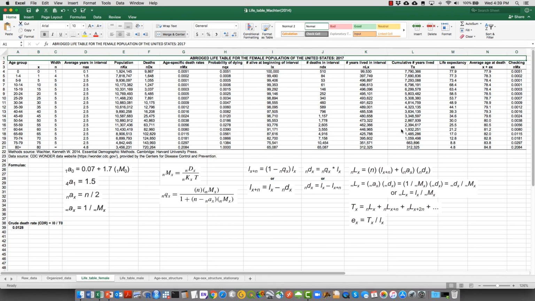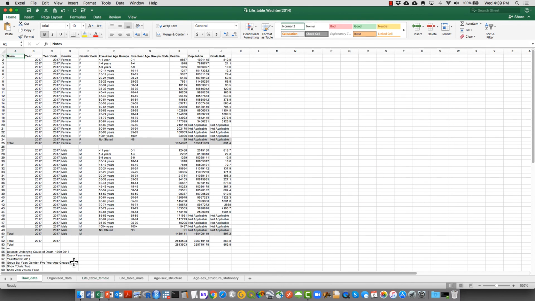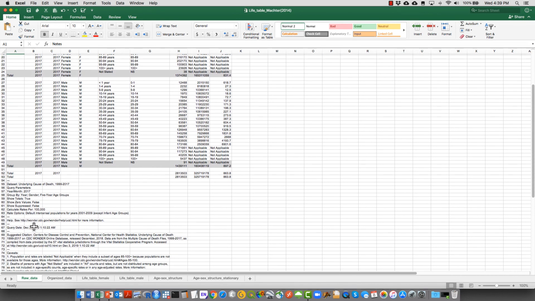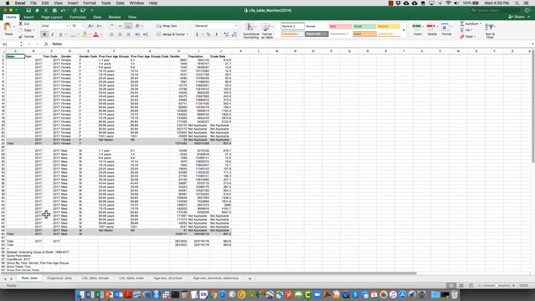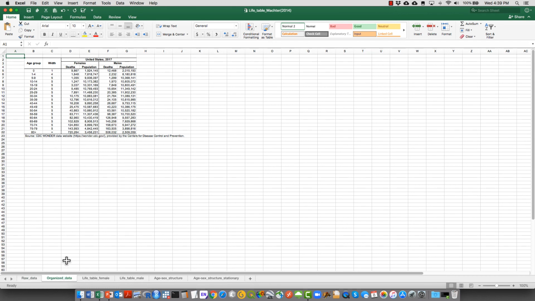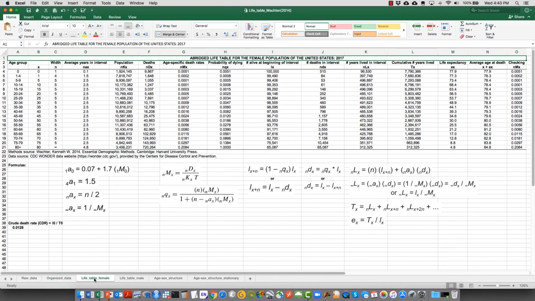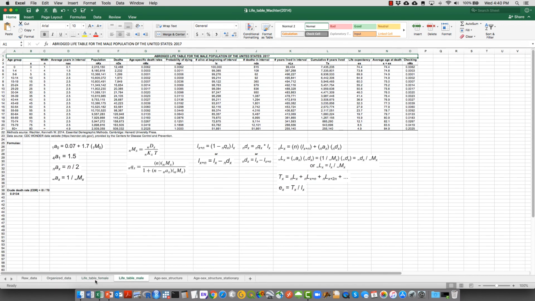table in Excel. This Excel spreadsheet is available on the course website, and here I got some raw data about number of deaths and population for each one of these age groups for women and for men, and I put here the source of the data, the website from CDC. I organized this data a little bit to put it in the format that we need for the life table, for women and for men, deaths and population by age group. And then I have the life tables for women and for men.